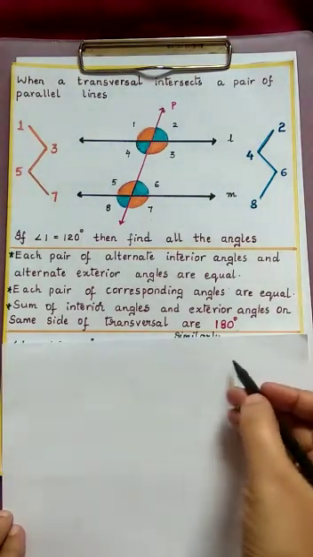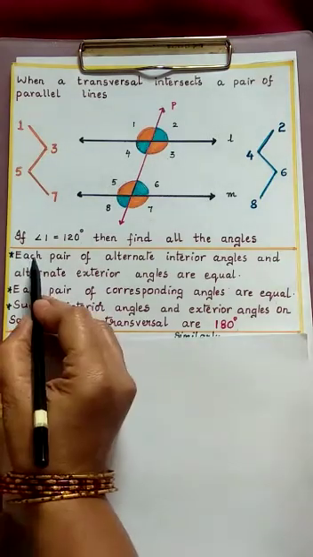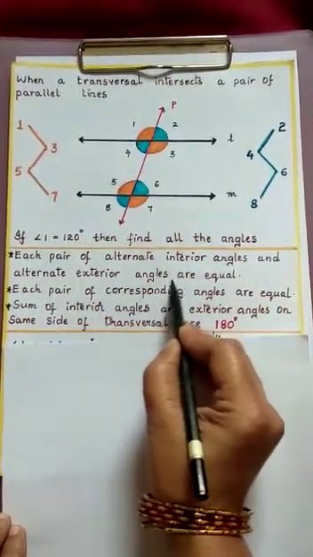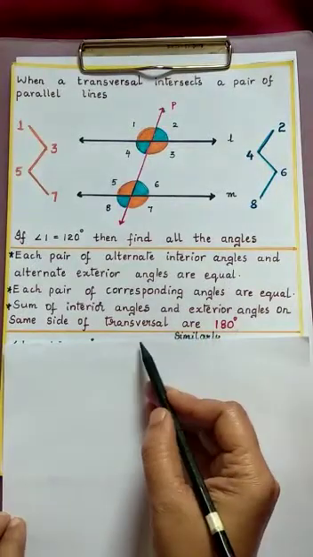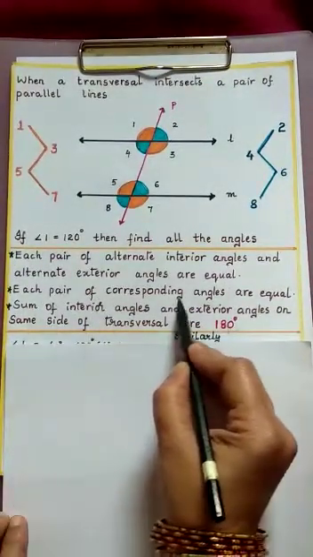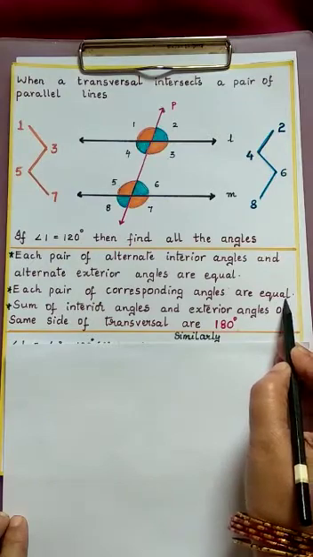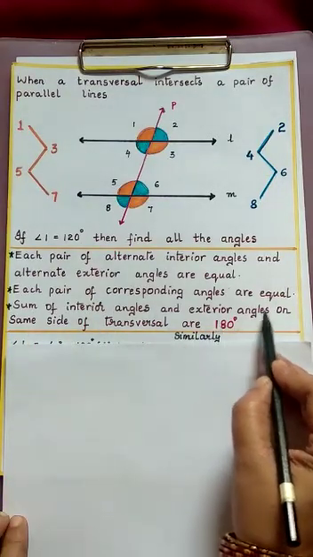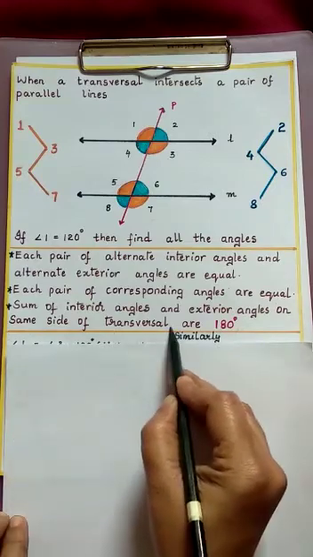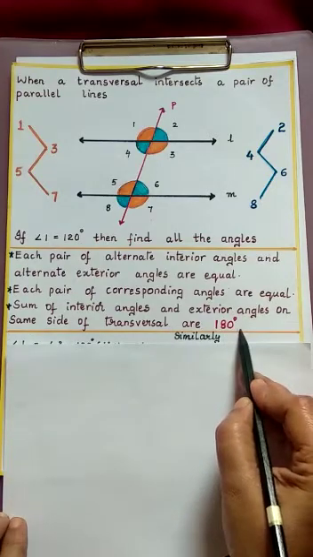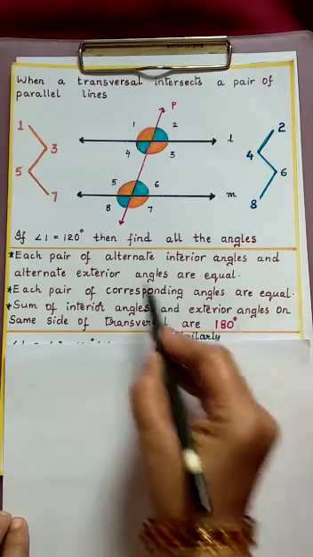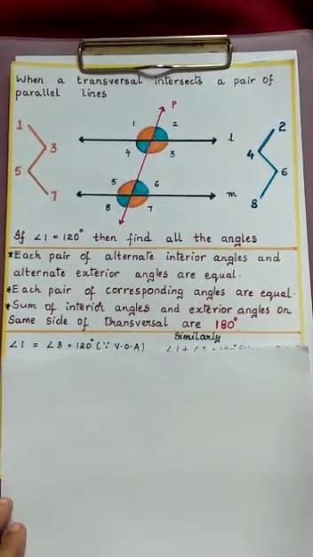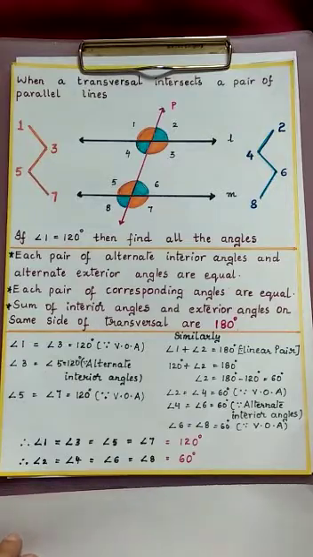Children, once again I have written the properties here. Each pair of alternate interior angles and alternate exterior angles are equal. Remember that. Each pair of corresponding angles are equal. Next, the sum of interior angles and the sum of exterior angles on the same side of the transversal are 180 degrees. So after finding the angles, just check these rules. Now you see how to solve the problem.